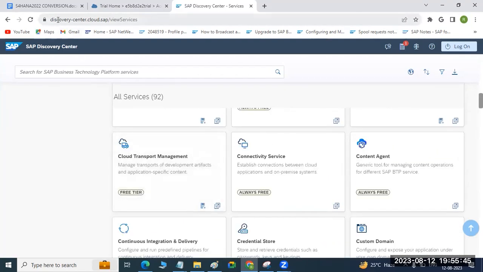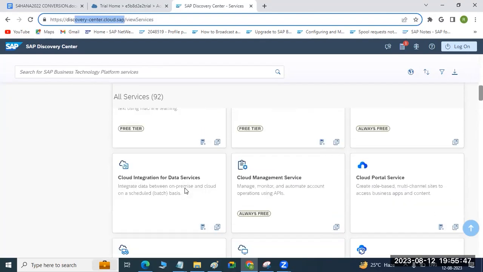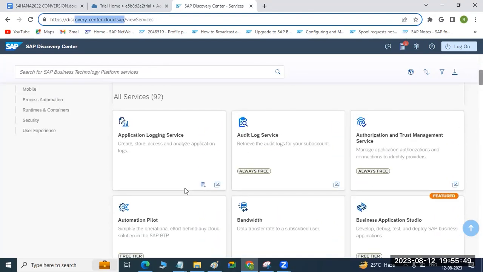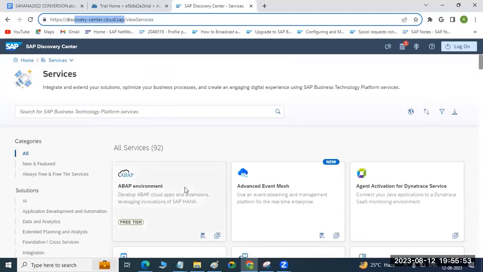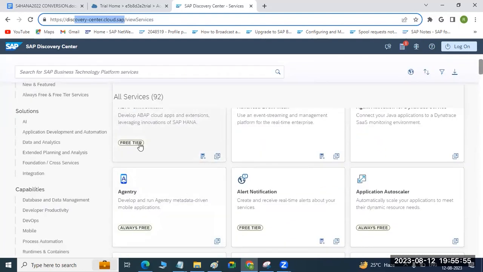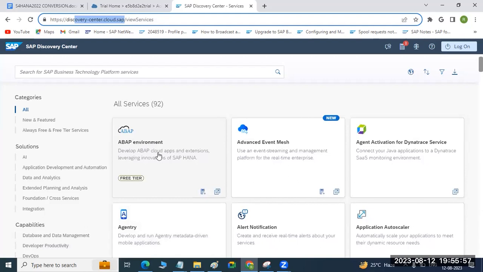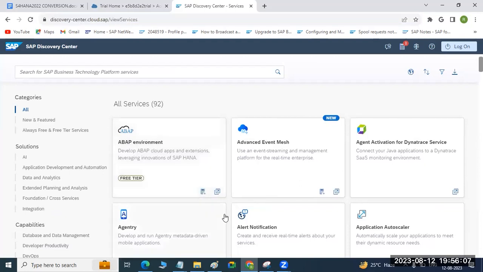This is called the SAP Discovery Center. Here you can calculate how much you are going to use. Suppose in the free tier, your ABAP environment is available, but there are some limitations to use it. If I want to know the pricing here, then go ahead and click on the calculator.